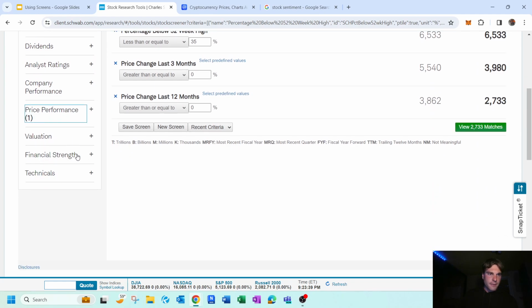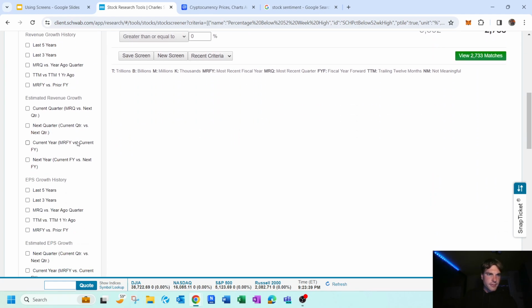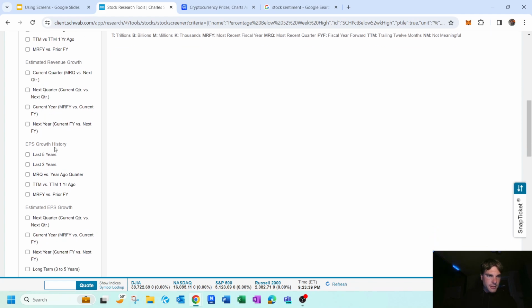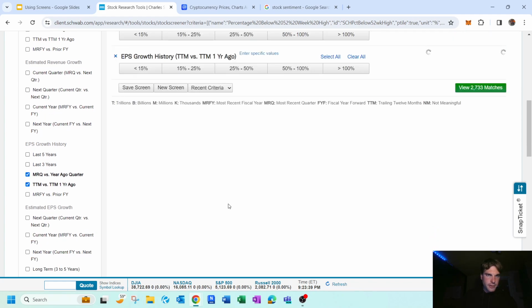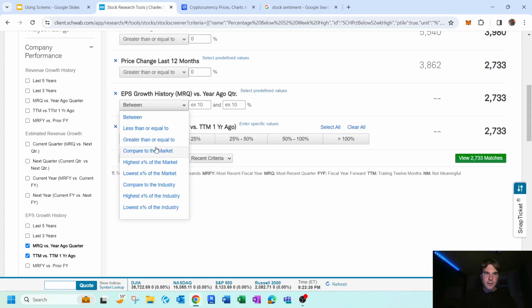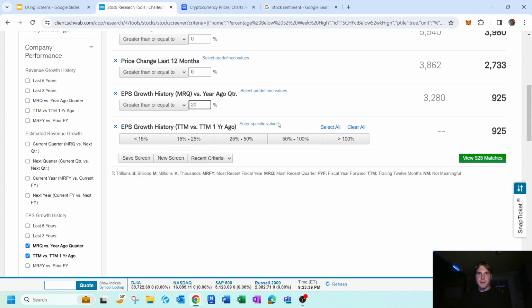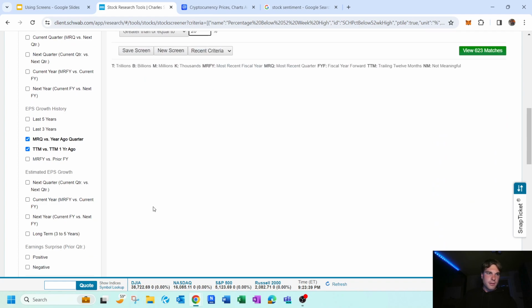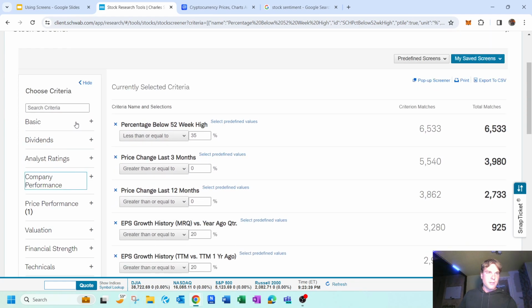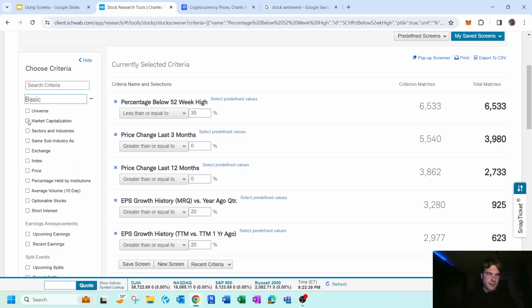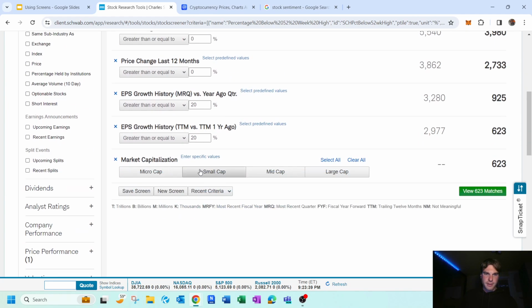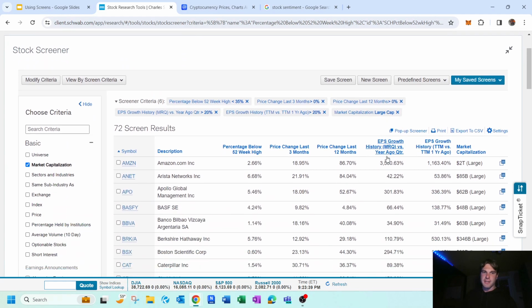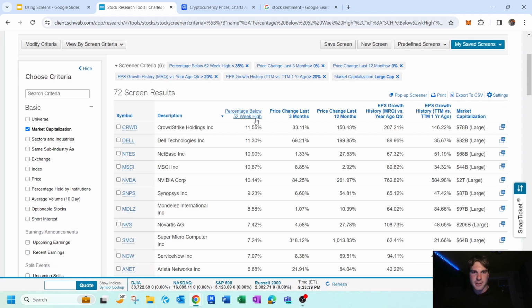Next up, we have the company performance. So here's your EPS growth history. There's your most recent quarter and your trailing 12 months. We want to make sure that these are greater than or equal to 20%. Greater than or equal to 20%. And then going back to basic, there's your market cap, and that's where you can set small, mid, or large. So let's just do the large one. And you can see we have 72 stocks that show up on this scan. So that's an easy way to do that.